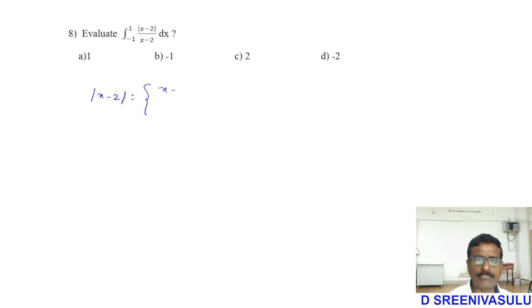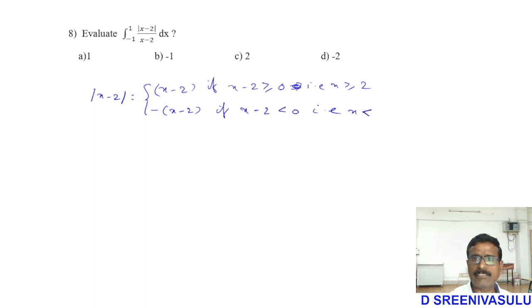Mod x minus 2 is equal to x minus 2 if x minus 2 is greater than or equal to 0, that is, x is greater than or equal to 2. This is minus of x minus 2 if x minus 2 is less than 0, that is, x is less than 2.